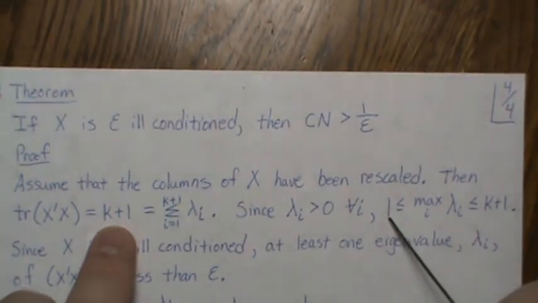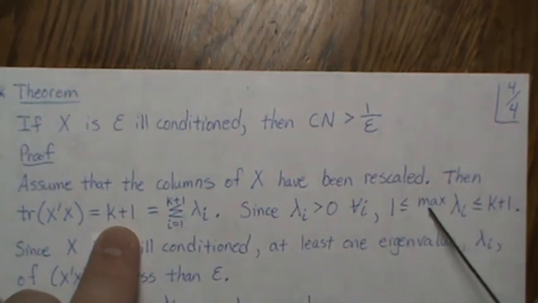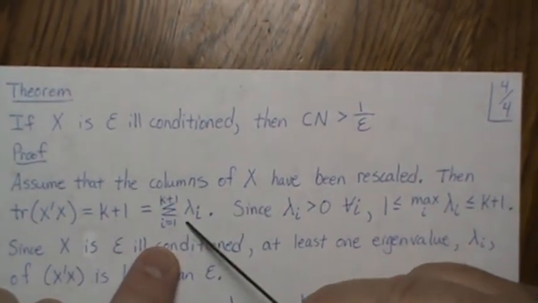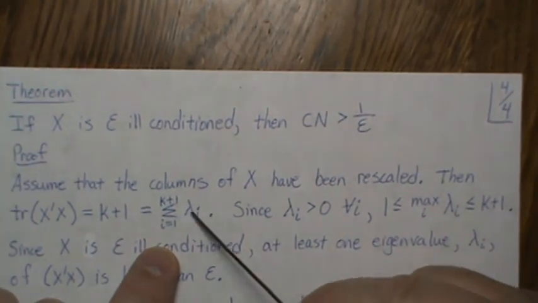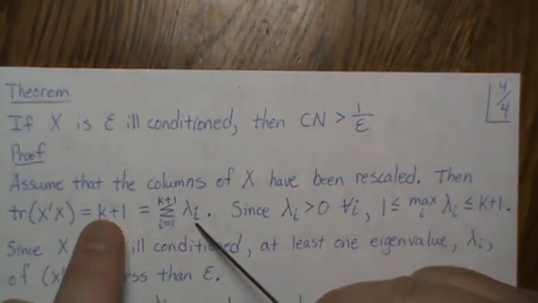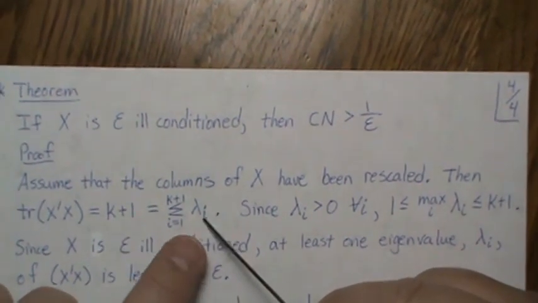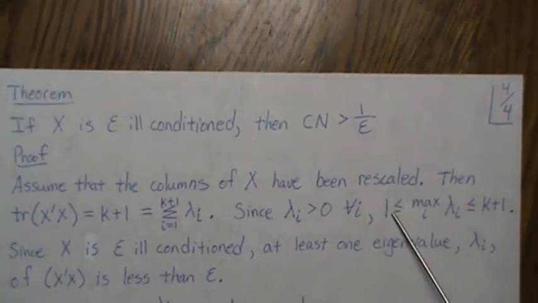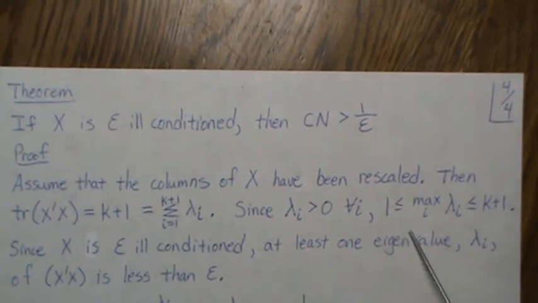Let's assume that the greatest eigenvalue is less than 1. So that means we're adding up K plus 1 values less than 1. There's no way it can get to K plus 1. So the maximum has to be 1 or more. If it's 1, then all these are 1.